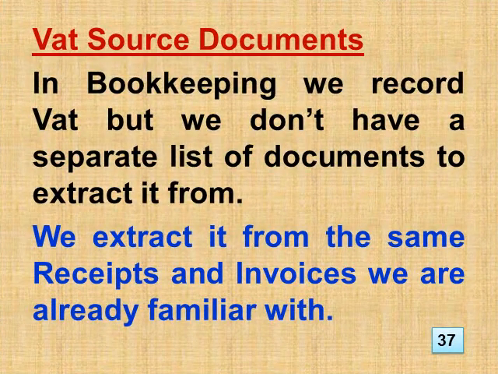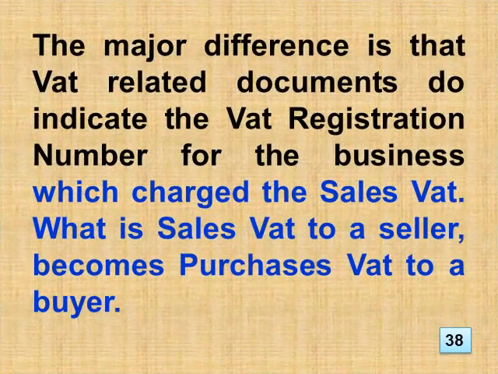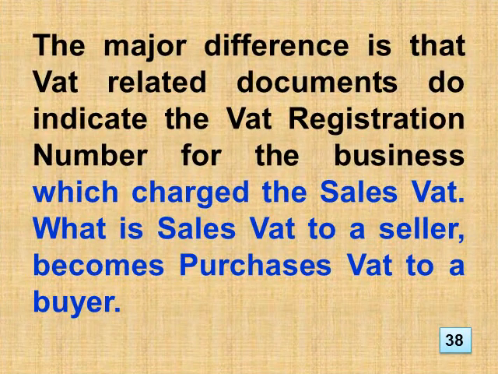VAT source documents. In bookkeeping we record VAT, but we don't have a separate list of documents to extract it from. We extract it from the same receipts and invoices we are already familiar with. The major difference is that VAT-related documents do indicate the VAT registration number for the business which charged the sales VAT. What is sales VAT to a seller becomes purchases VAT to a buyer.